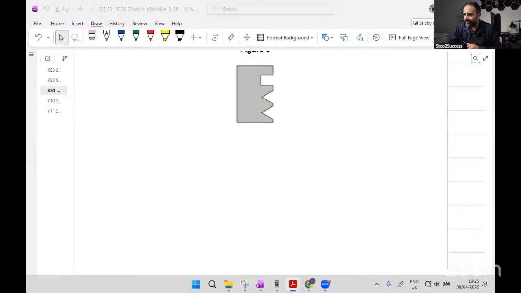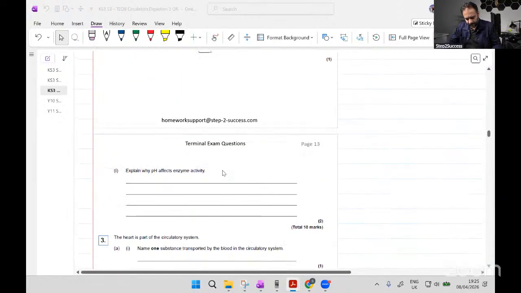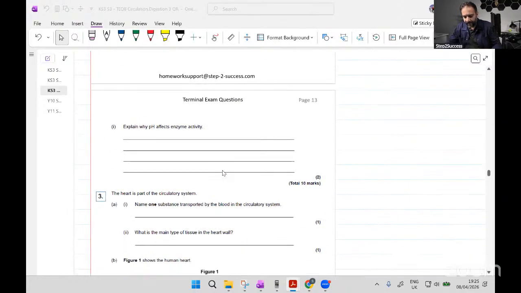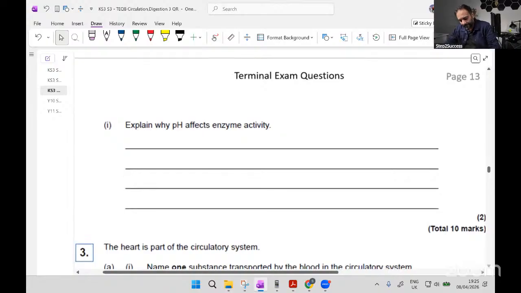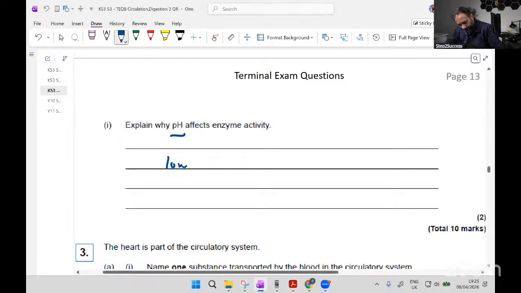Okay. And then the next question, 3A part two. Oh, I didn't finish this off today. Explain why pH affects enzyme activity. So you want to say that when the pH is low, it can denature an enzyme.